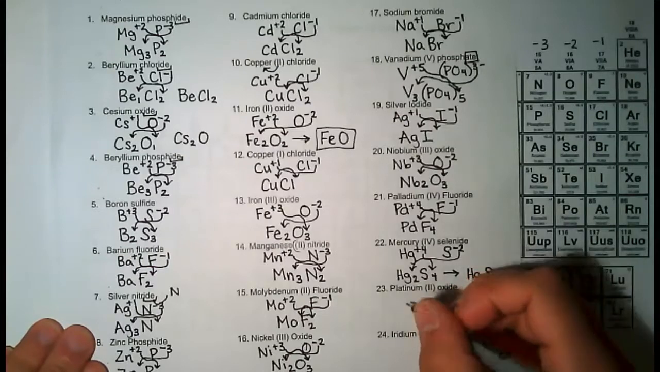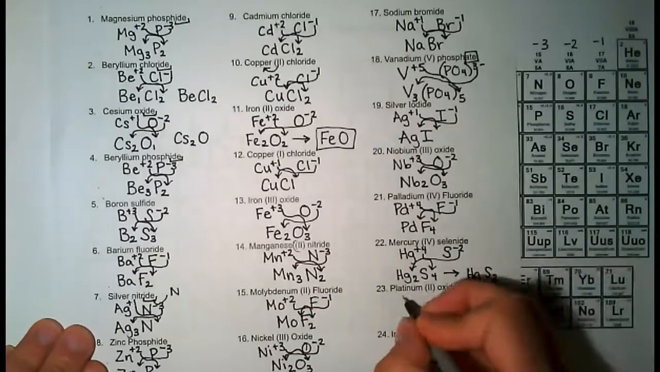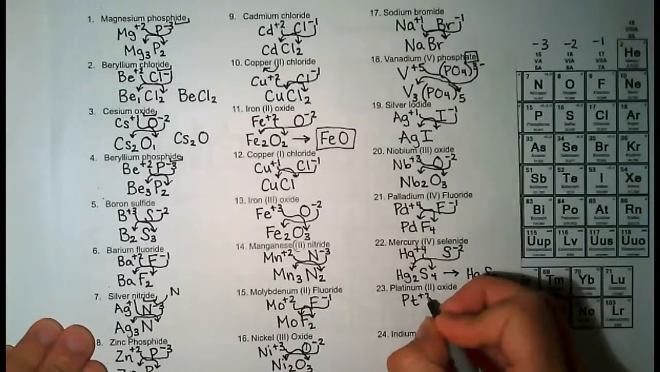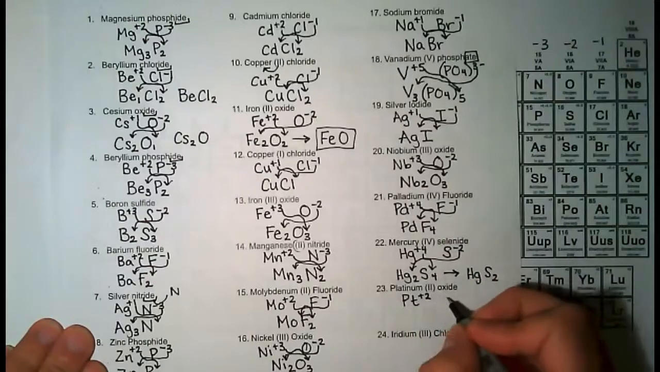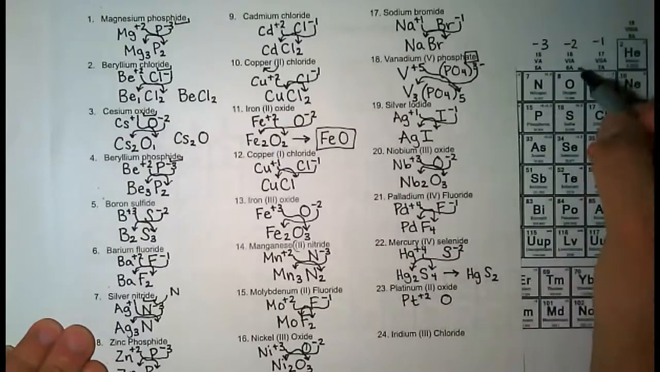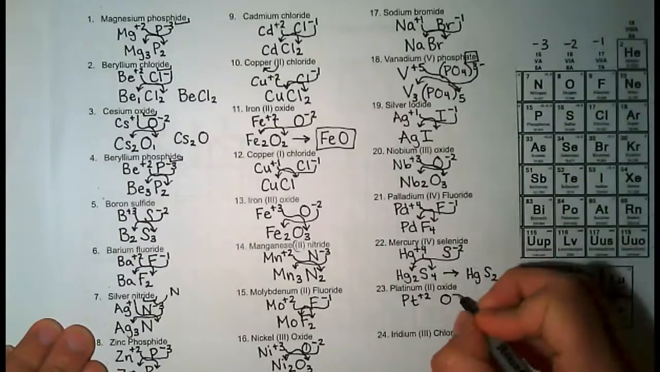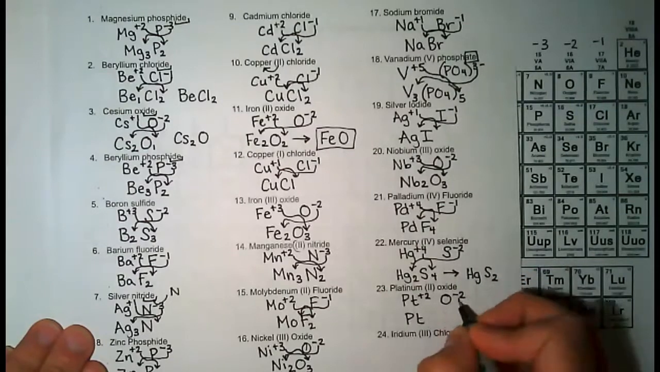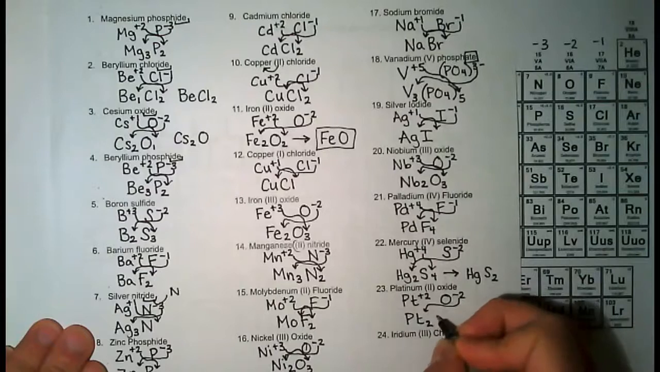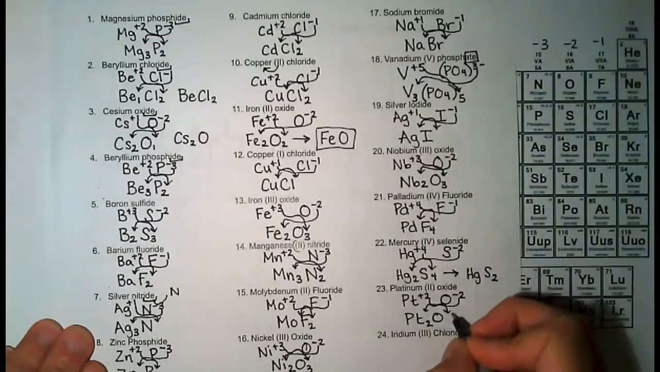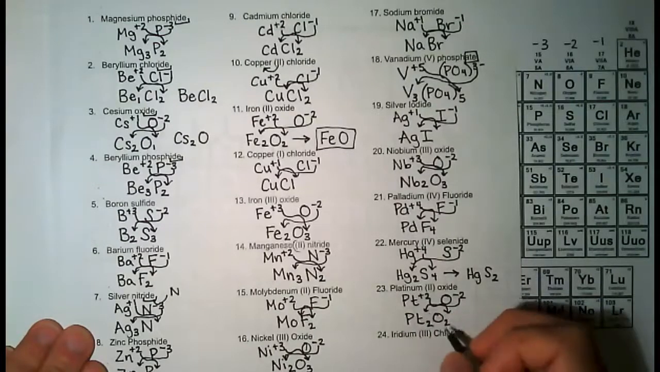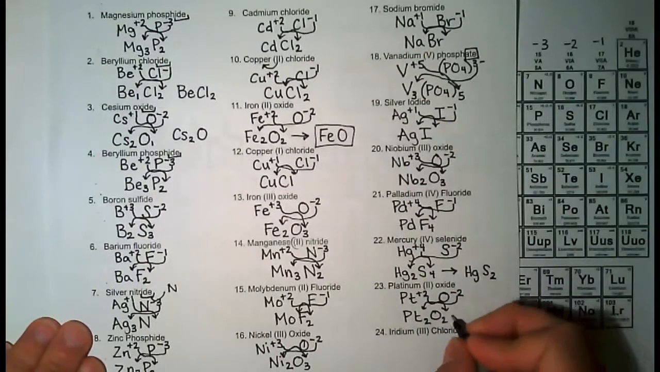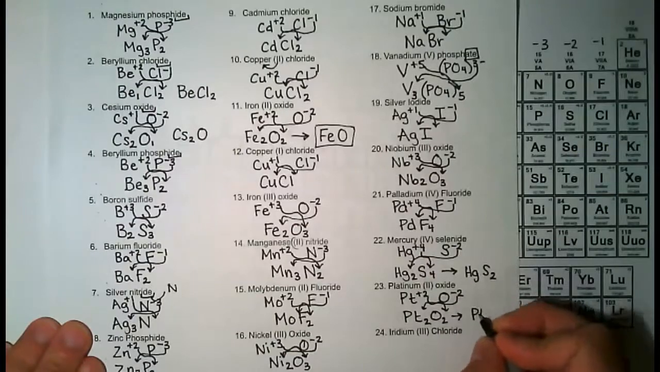Next, we have platinum 2 oxide. Platinum is Pt. 2 means it has a +2 oxidation state. And then oxygen, of course, has a -2 oxidation state. When we do our crisscross, we have Pt2 and then O with that 2 coming down. And of course, we need to reduce this formula. Pt2O2 can reduce to just PtO.